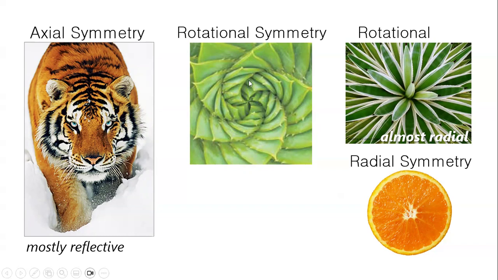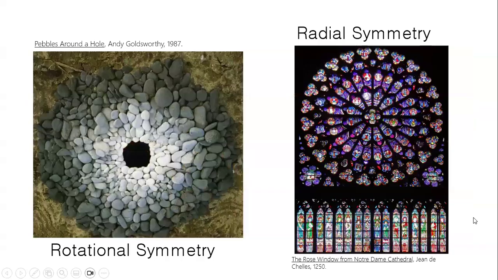not radially symmetrical, because no matter where we drew the axes, it would never be a perfect flip. Whereas the orange is pretty close to being radially symmetrical. Like if you drew a line here and here, it's pretty much a flip from side to side. Or even better, let's go to here with some artwork. So with the Andy Goldsworthy piece, it is rotationally symmetrical in that it is symmetrical centered around that center hole, but it is not in any real way radially symmetrical.